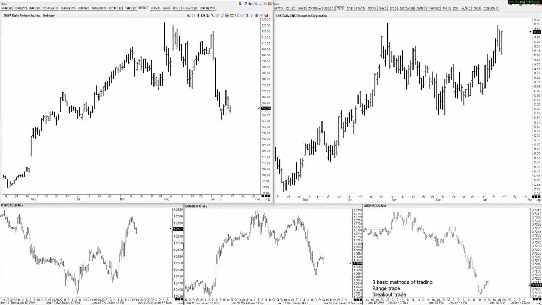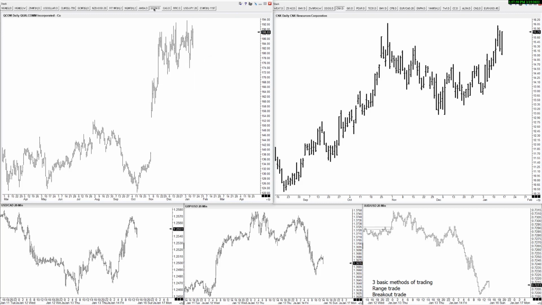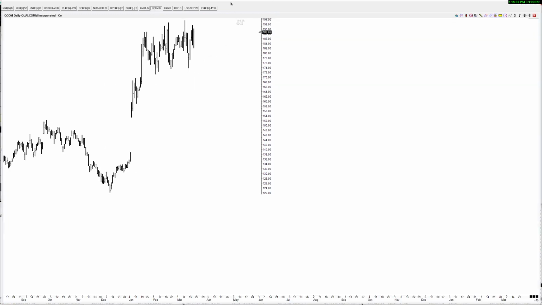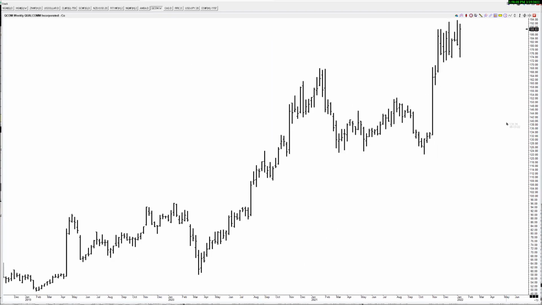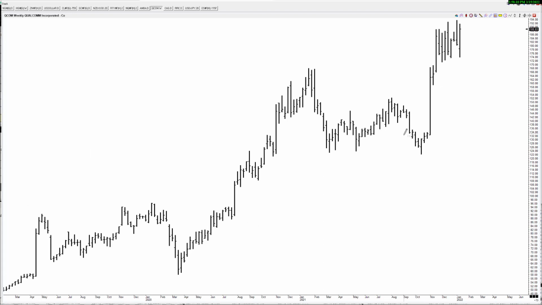AMBA. Actually, Qualcomm. Let's put Qualcomm on a weekly. And look at how pretty that is. Contraction, expansion, contraction.